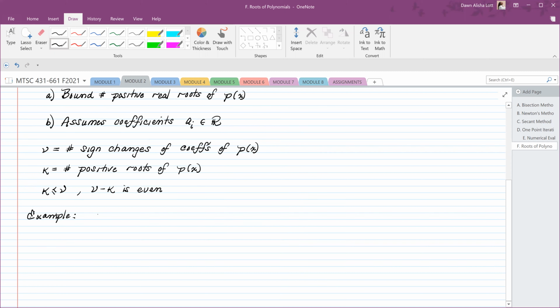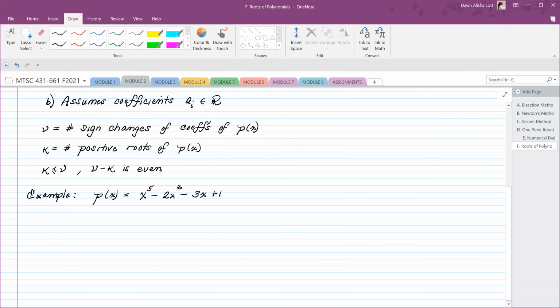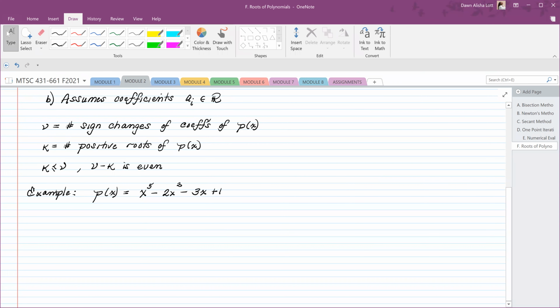So here's an example. Suppose we have P of X equal to x to the 5th minus 2x squared minus 3x plus 1. Okay, so the number of sign changes. All right, so let's see. We go from positive to negative. So that's 1. We go negative to negative, no. And then we go negative to positive, so that's 2. So nu equals 2.